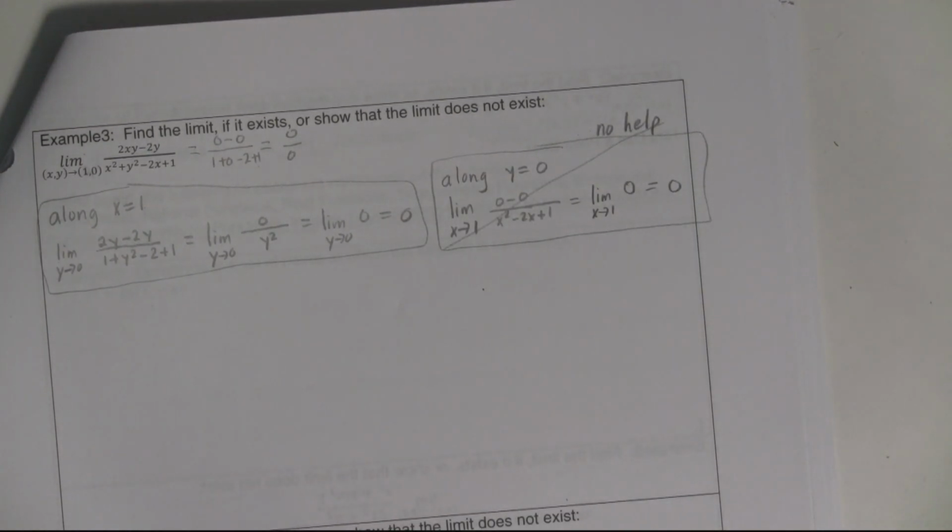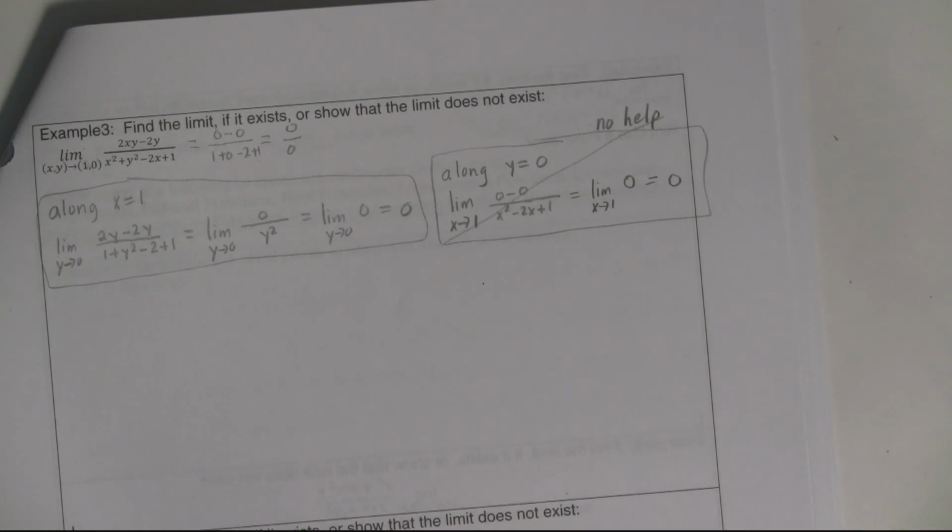right? Because it doesn't prove that the limit is 0, because that's only two paths being the same. It might make me start to feel like the limit is 0, but it's definitely not a proof because there are infinitely many paths to the point 1, 0. And so I just got to find another one. So that's what I got to be thinking about now.